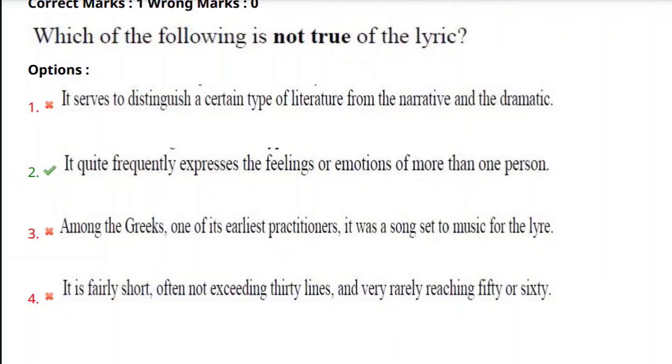And the fourth option, it is fairly short, often not exceeding 30 lines and very rarely reaching 50 or 60. Most of the lyrics are below 50 or 60 lines. They do not exceed 30 lines. So here, not true of the lyric is it quite frequently expresses the feelings or emotions of more than one person. So lyric is an expression of the feelings or emotions of a single person.